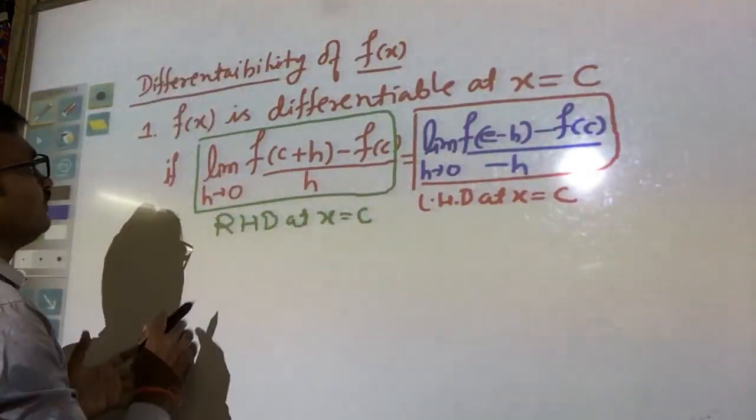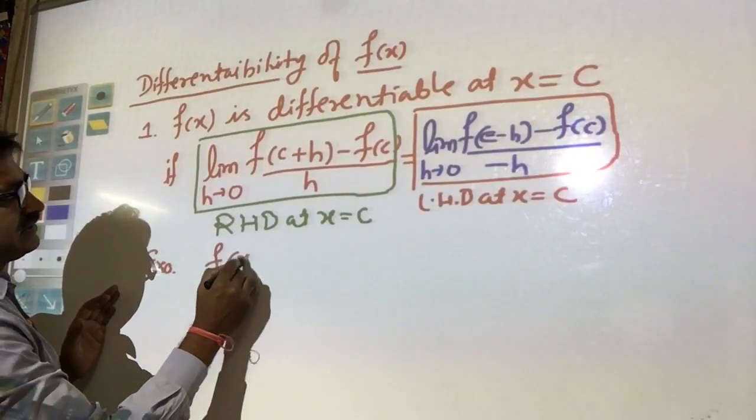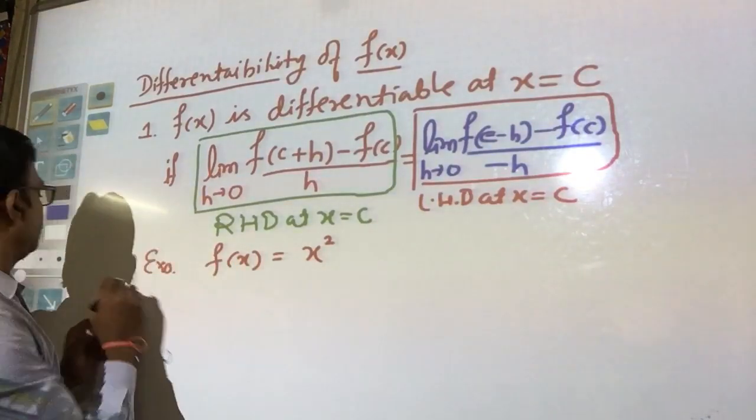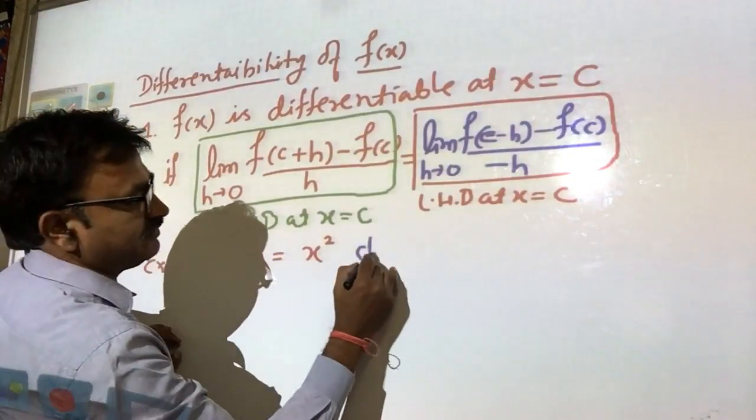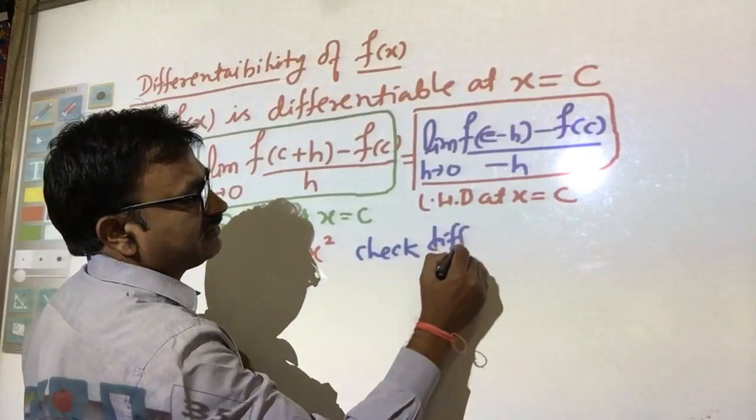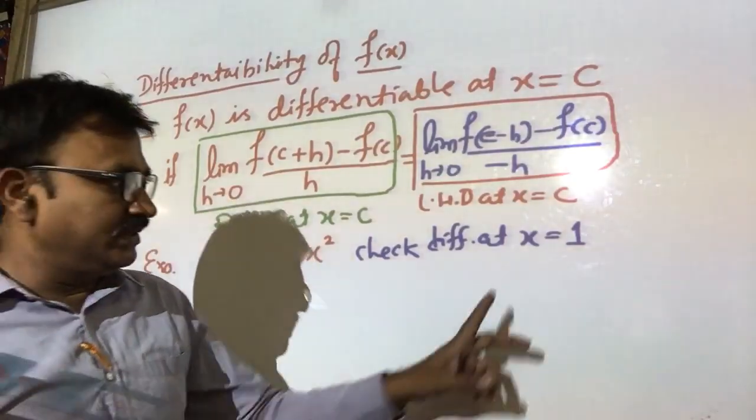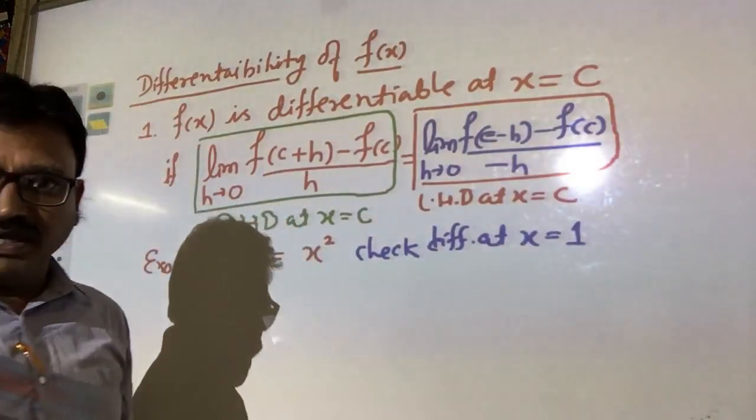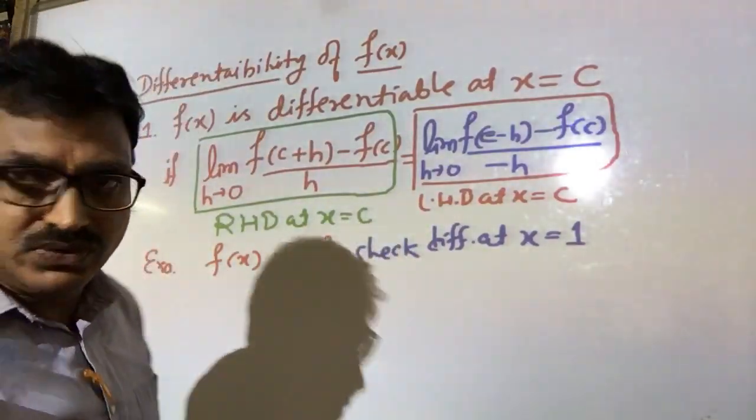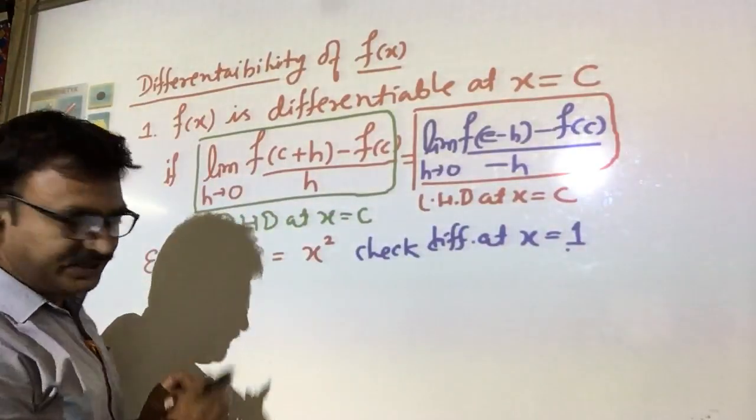For example, suppose our function is x square. And now the question is to check differentiability at x equal to 1. Suppose we want to check the differentiability at x equal to 1. If it is continuous, is it differentiable or not? So now at x equal to 1 we want to find the differentiability of this function.